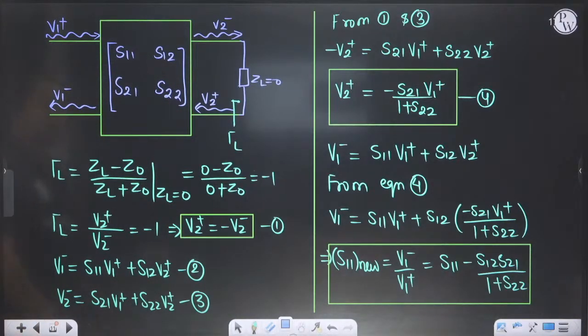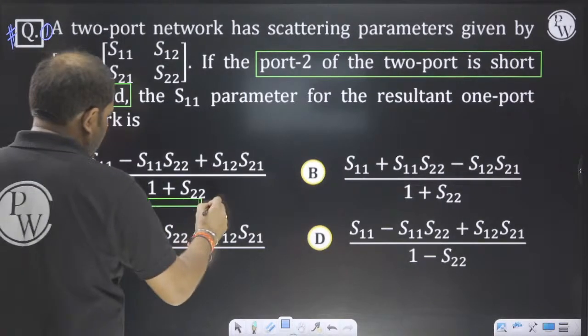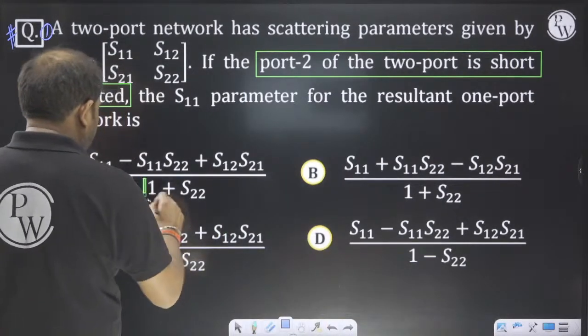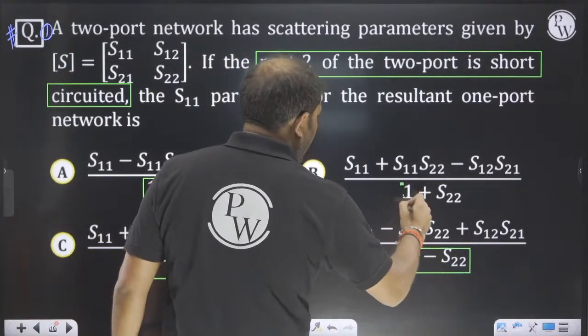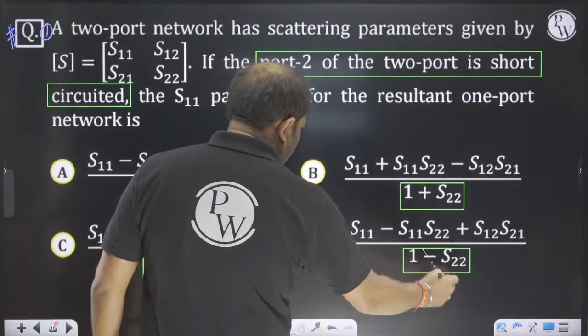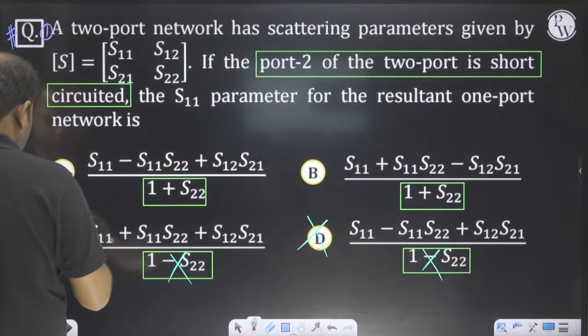Now we will look at which option matches the new S11. So 1 plus S22, yes sir. So we have 1 minus S22, 1 minus S22 and 1 plus S22. So this one is wrong, this one is wrong. So the C and D options are wrong.